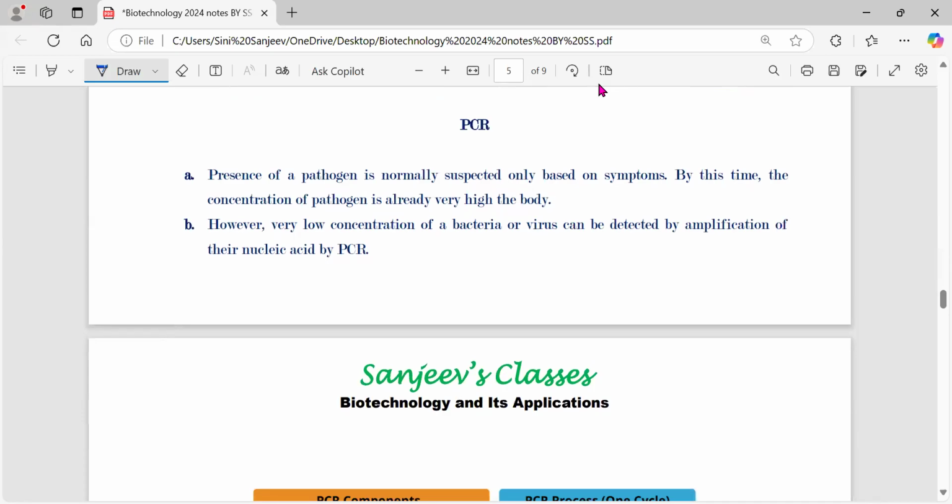PCR is the polymerase chain reaction. For example, if you have one pathogen infecting a human and you isolate it, you cannot do many tests with just one pathogen. So you need many samples. How are you going to multiply those samples? For that we have the PCR process, where you can increase the amount of whatever small quantity you have in your hand. A very low concentration of a bacteria or virus can be detected by amplification of their nucleic acid by PCR.